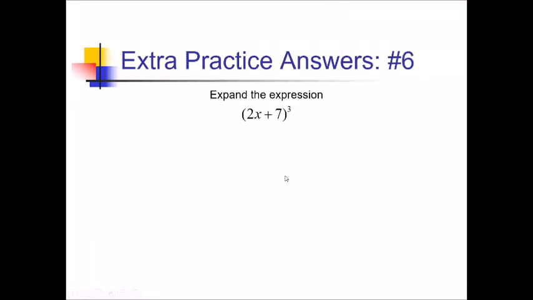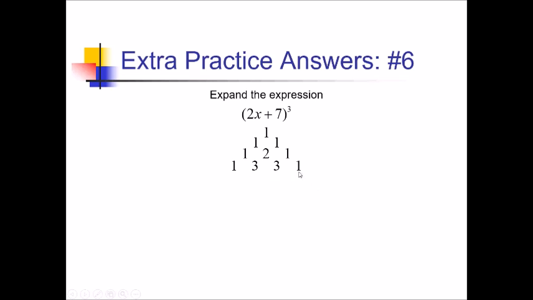For this one, we're trying to expand the expression 2x plus 7 to the third. So we're going to use Pascal's triangle down to level 3 to get a shortcut formula for doing this. Here's level 0 with just the 1 there. Level 1, we've got 1 and 1. At level 2, we've got 1, 2, 1. And then we're just adding numbers together to get the numbers below, with 1s on the outside. So we've got 1, 3, 3, and 1 for that third level.